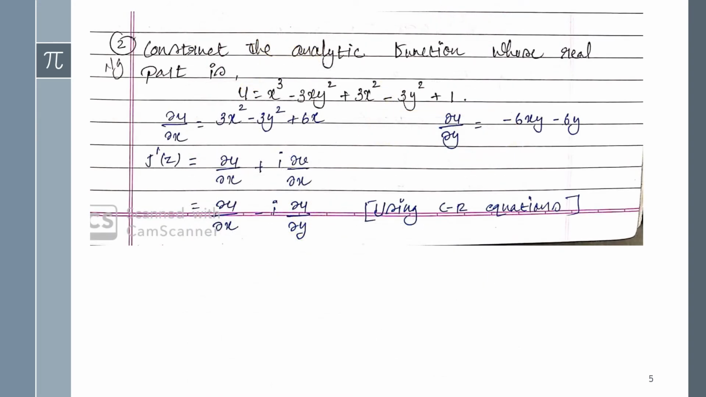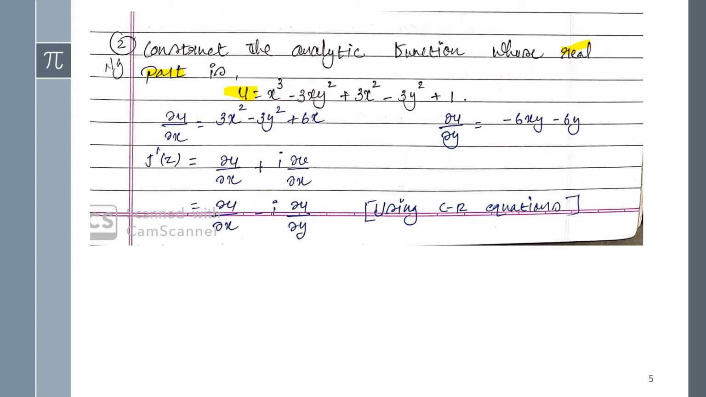And the question given is: construct the analytic function whose real part is given. See guys, again it is directly clear that this one is an example of the real part. And for a real part example, in the question they will give you u. So here u is given. So this is the same as the first example.